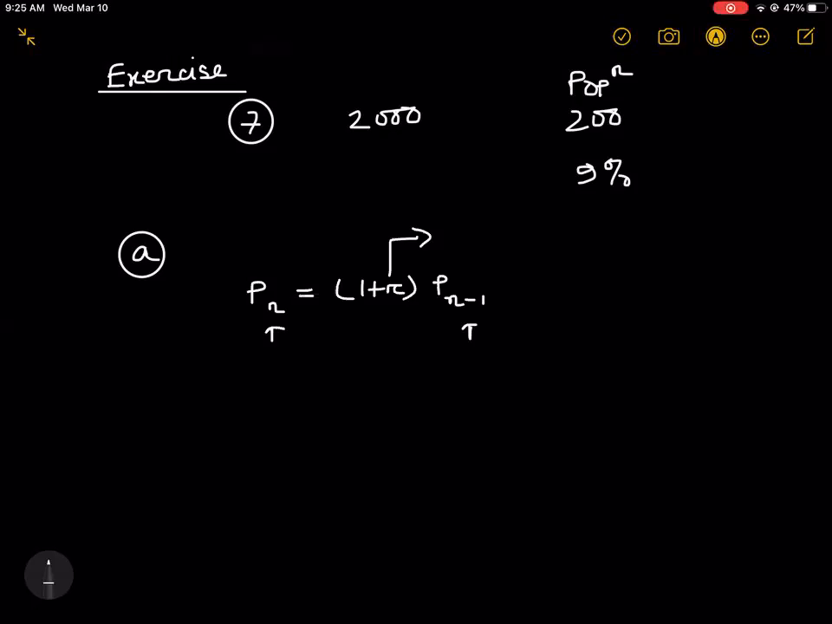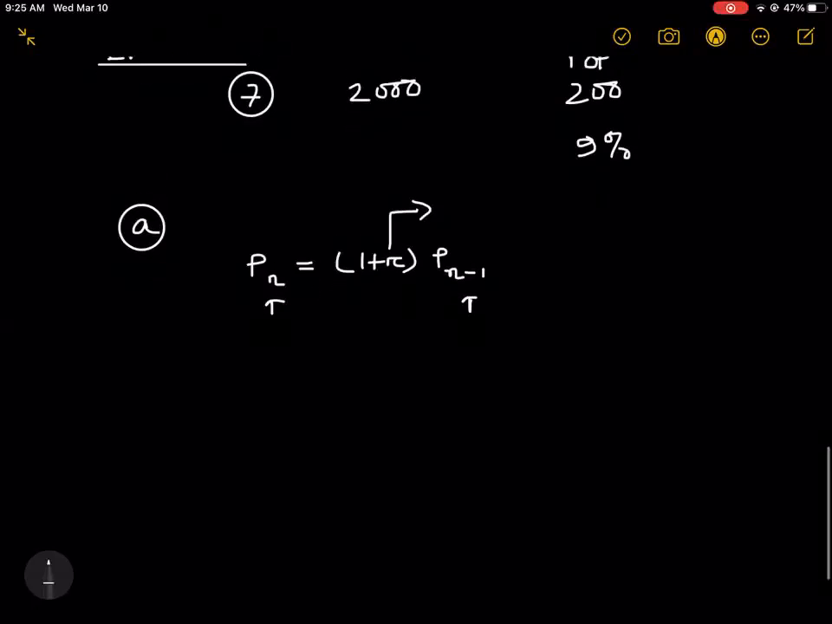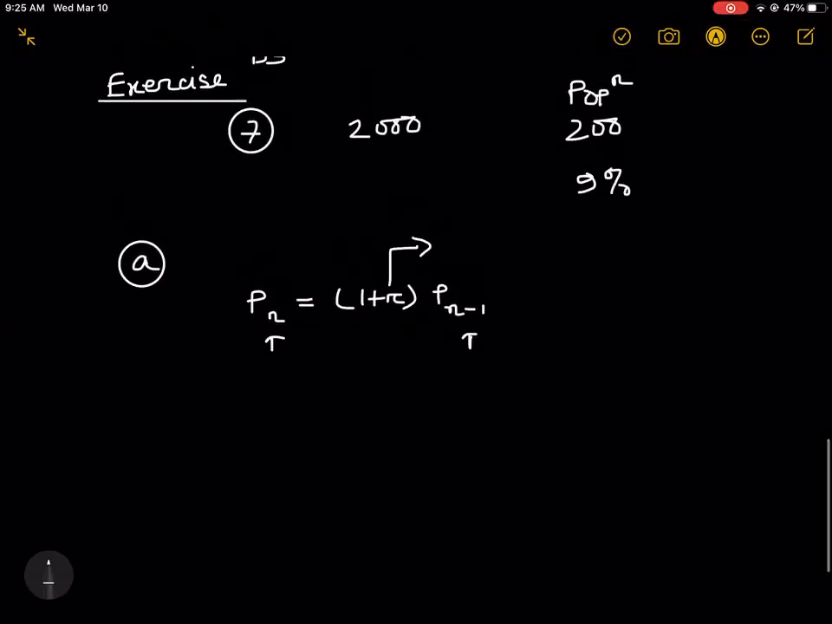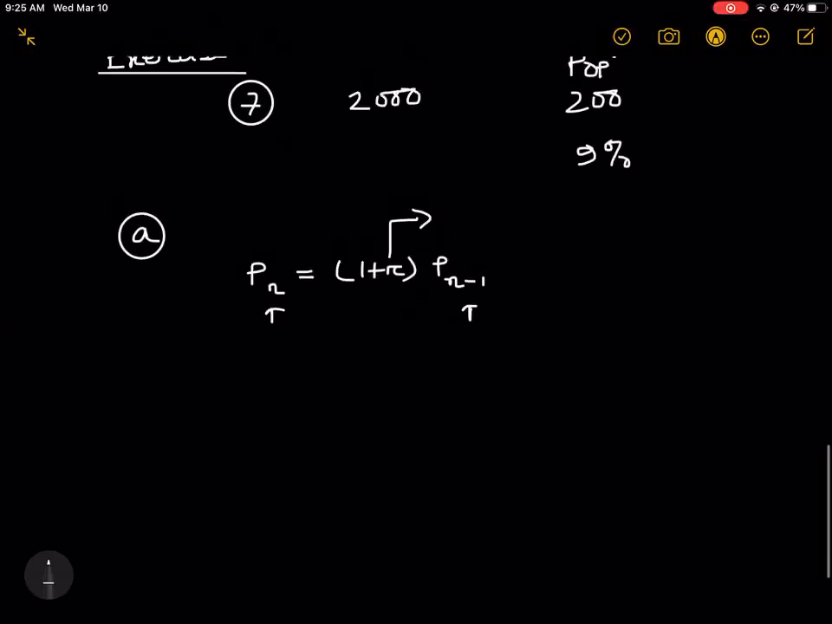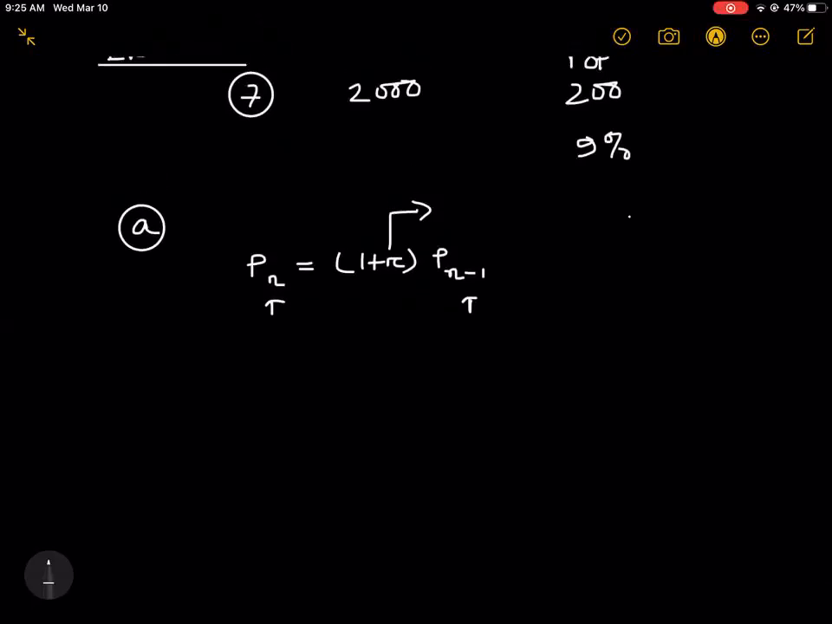So would it be 200,000, I assume, equals 1 plus 0.009? Does it have to be a decimal? Yeah, that's a very good point again. R is given as a percentage, but it has to be in decimal. So if we have R as a percentage, we need to divide it by 100 and write it as a decimal. So you're spot on. It should be 1 plus 0.09. And what's your Pn minus 1?